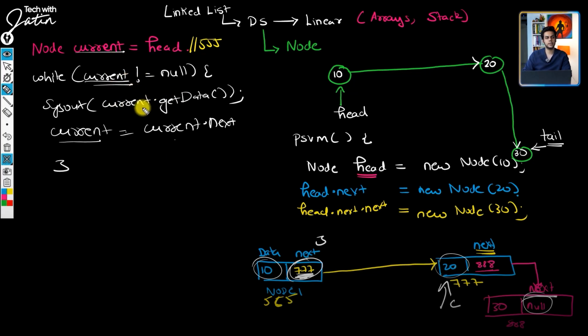Again, I will process the data. I will read the data, get data. It's going to give me 20. 20 will be printed on your console. And then I'm going to read current dot next. It's going to give me 888.